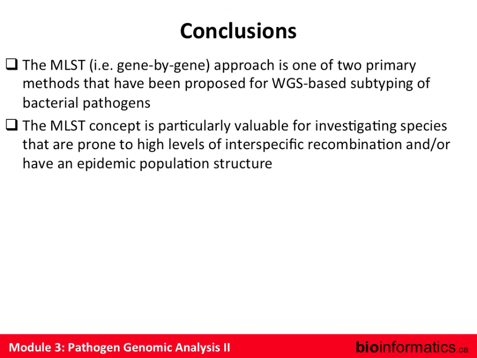It's good for certain things, terrible for others. What's it good for? If you have lots of recombination. Certain species are really, really recombinogenic. Others, not so much. The species that have what we call an epidemic structure, where there are clones or lineages that dominate in time, so they increase in frequency, but then they disappear, and meanwhile there's a whole bunch of diversity in the population. That's the kind of thing that MLST is good for. For example, Salmonella, very clonal, not good for MLST. Listeria, highly clonal, probably not so good for MLST.